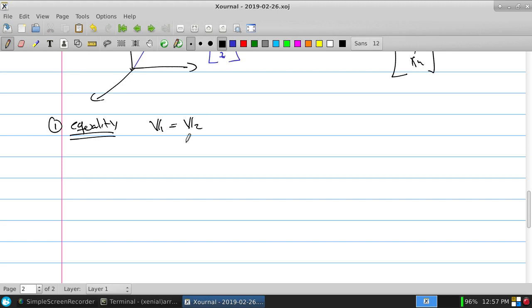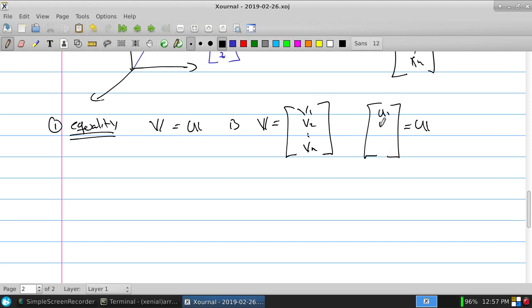So instead of using v1 and v2, probably a better notation would be, say, vector v and vector u. Well, if v is made up of v1, v2 up to vn, and u was made up of u1, u2 down to un, it would mean what? All those are equal.